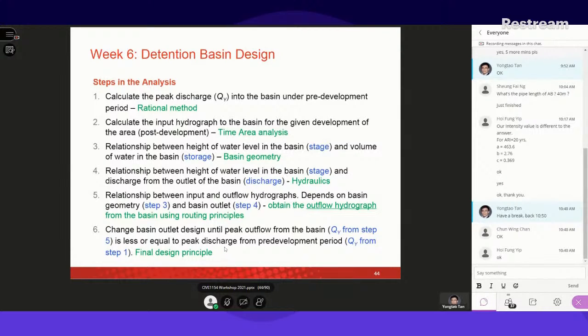Now step 6, change the basin design and outlet design until the peak outflow from the basin is less than or equal to the peak discharge from the pre-development period. This means we need to make some adjustments later, because we need to meet the criteria. The criteria is that the peak outflow from the basin should be less than the peak discharge in the pre-development period. So that's the final design principle.